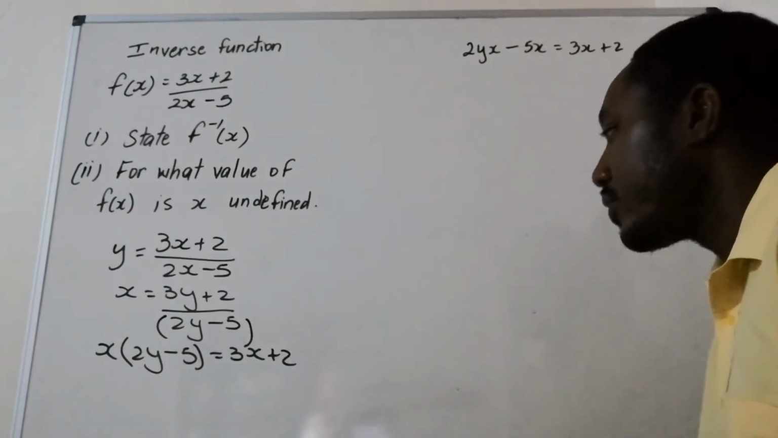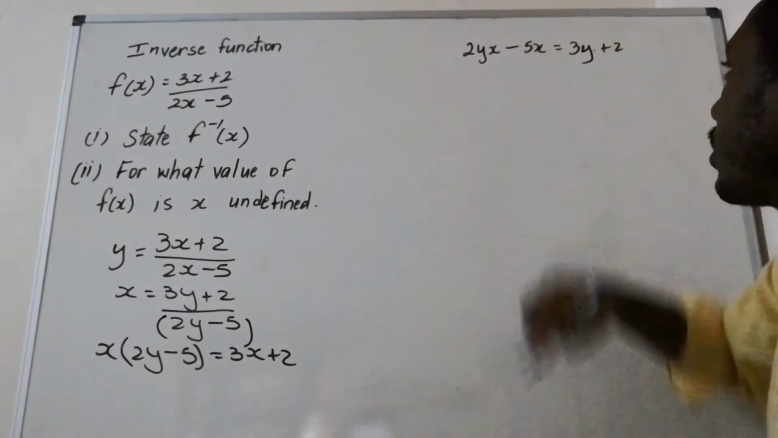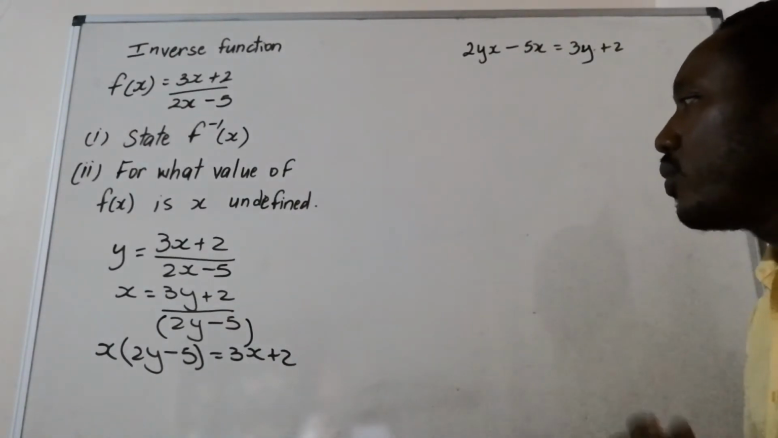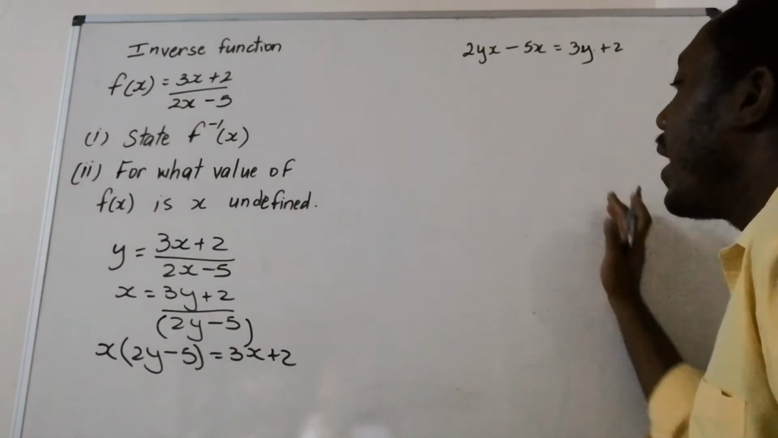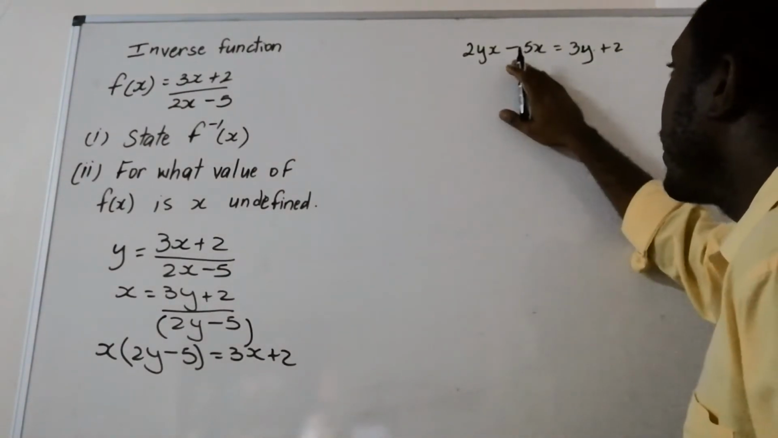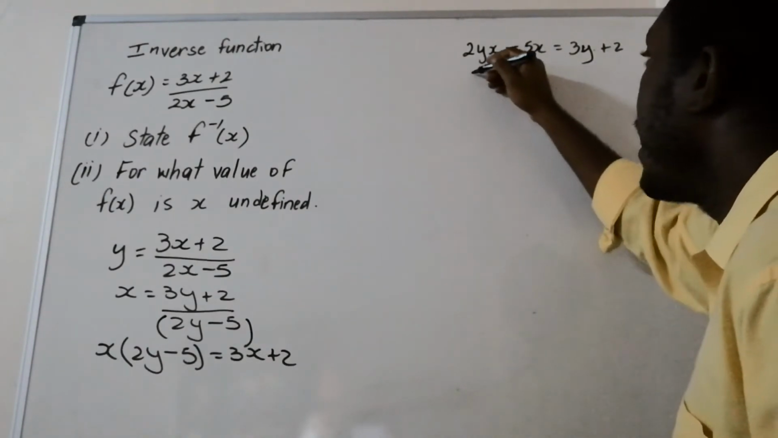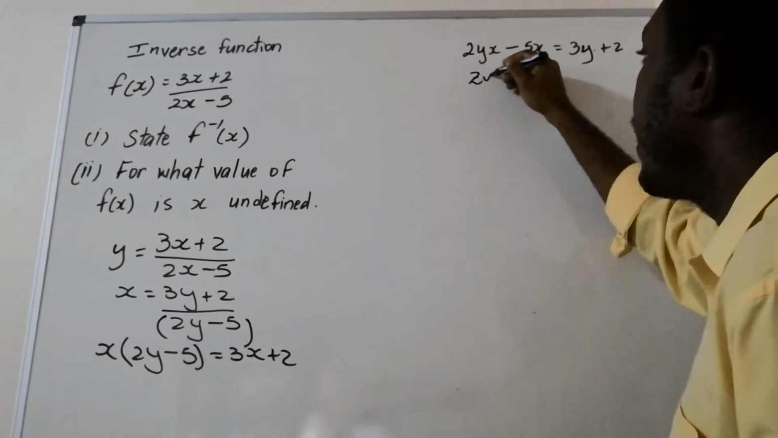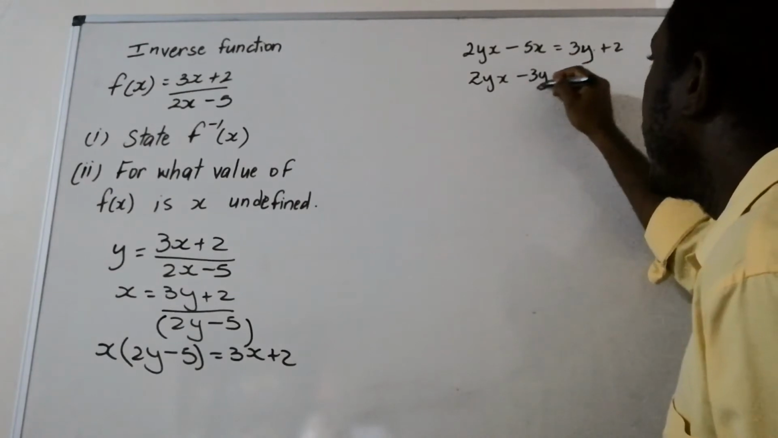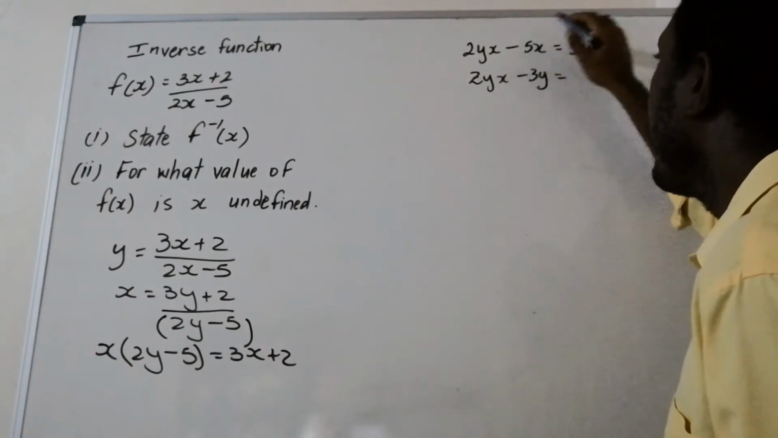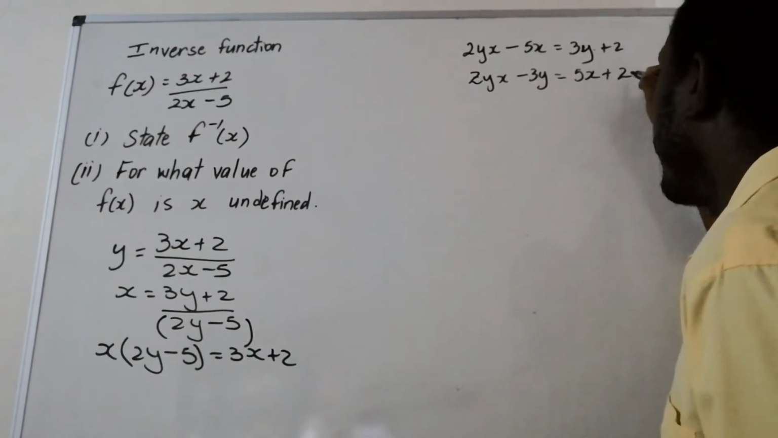Sorry, 3y plus 2. Remember, we need to make y the subject. So what we will do, we will put the y's on one side, and we will take this minus 5x over on the other side. So we will have 2yx minus 3y is equal to, bringing the 5 on the other side, 5x plus 2.